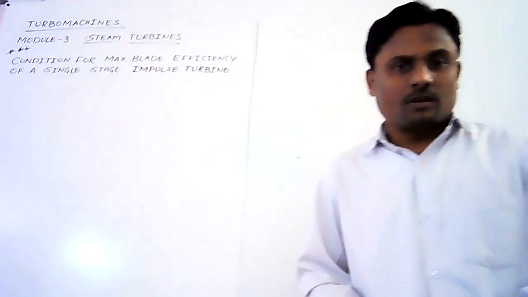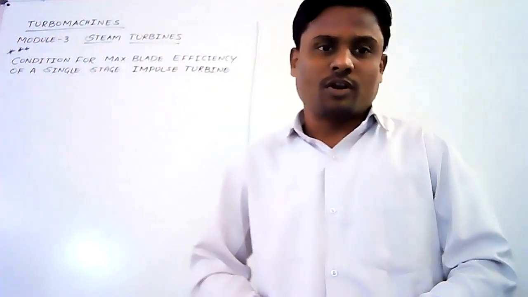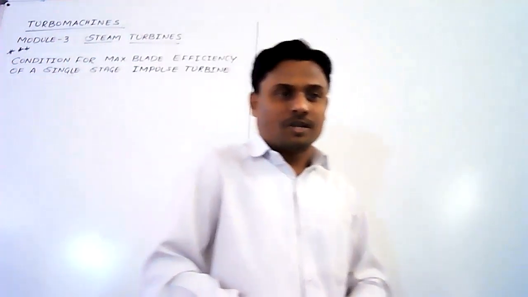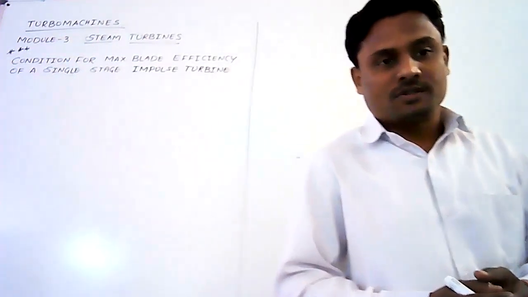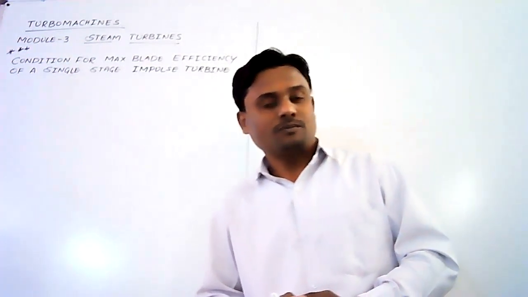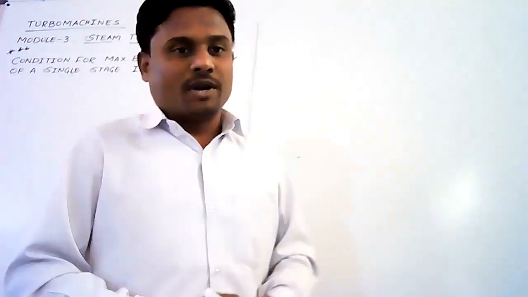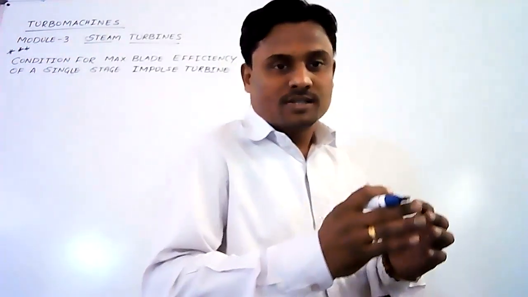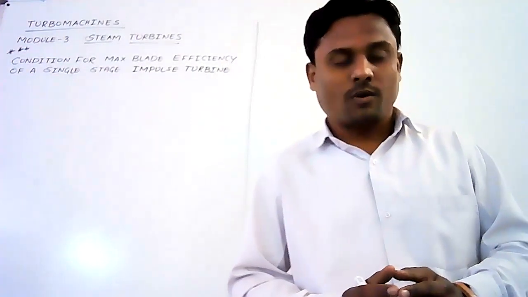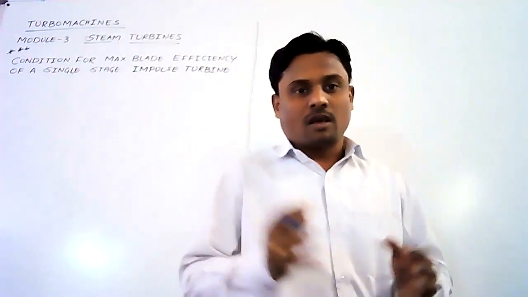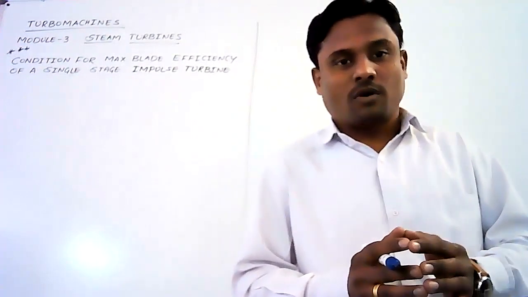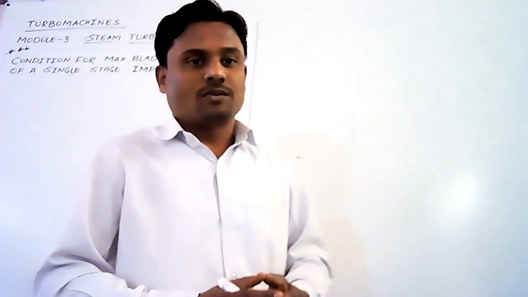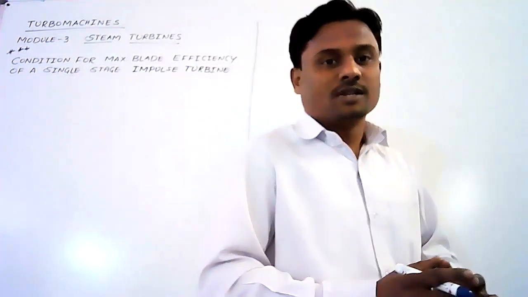In today's lecture, we will see a very important topic in module number 3, that is steam turbines. The topic of today's discussion is the condition for maximum blade efficiency of a single stage impulse turbine. First we will study what a single stage impulse turbine is, and after that we will see how to draw the combined velocity triangle for a single stage impulse turbine. Thereafter we'll go with the derivation of the condition for maximum blade efficiency of a single stage impulse turbine.